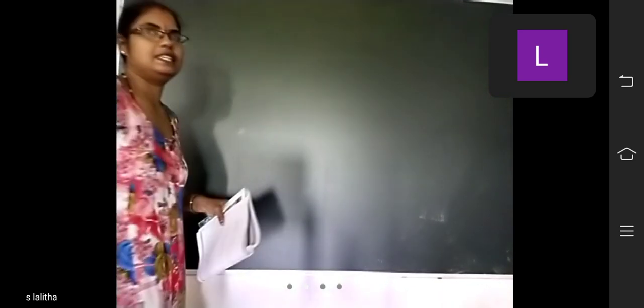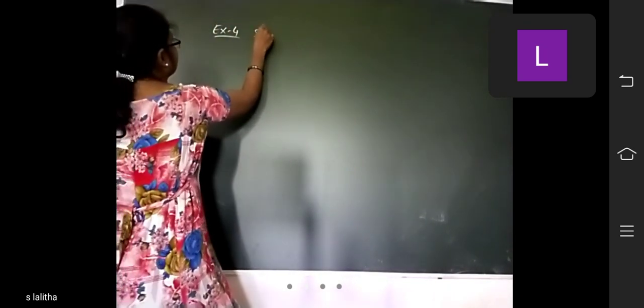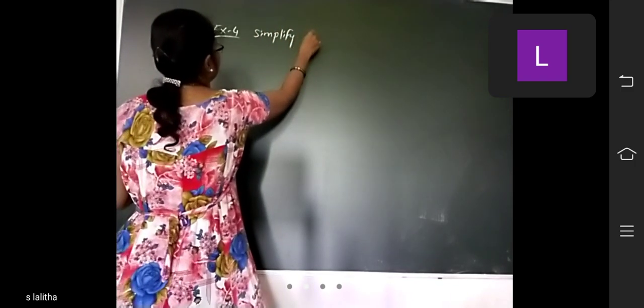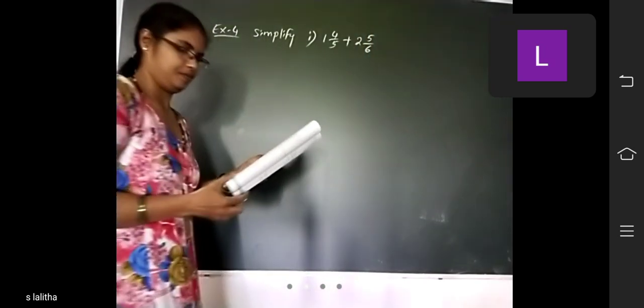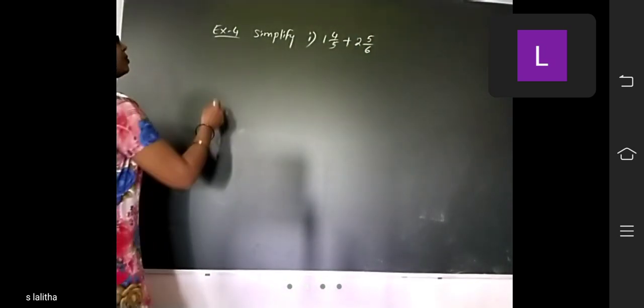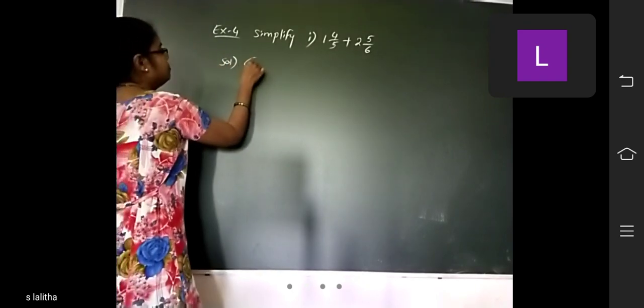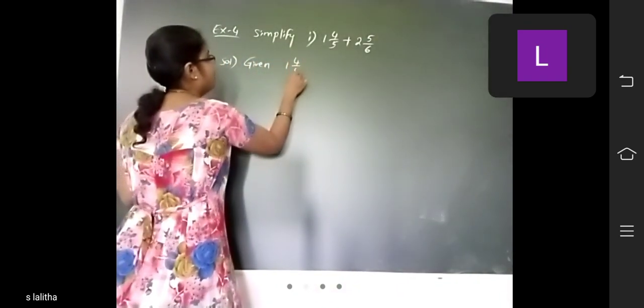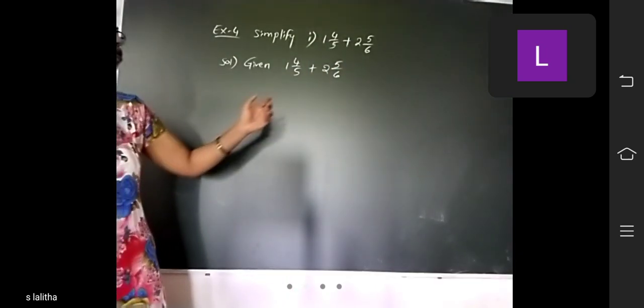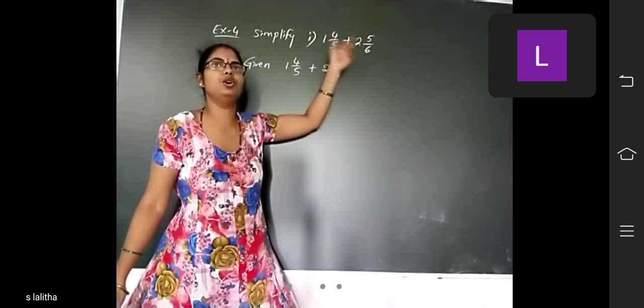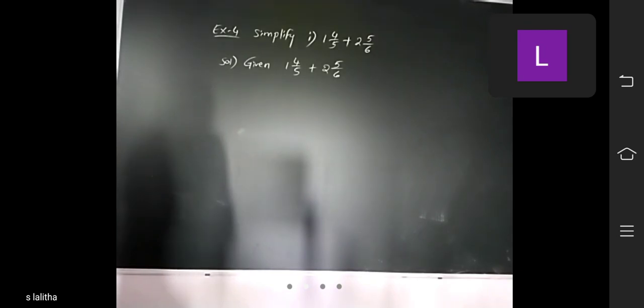Okay, next one, see example 4, children. Simplify. What is the first question given? 1 4 by 5 plus 2 5 by 6. So first what is given? Given 1 4 by 5 plus 2 5 by 6. So here what is the symbol? Addition symbol. So you have to do addition. How can you do, children?